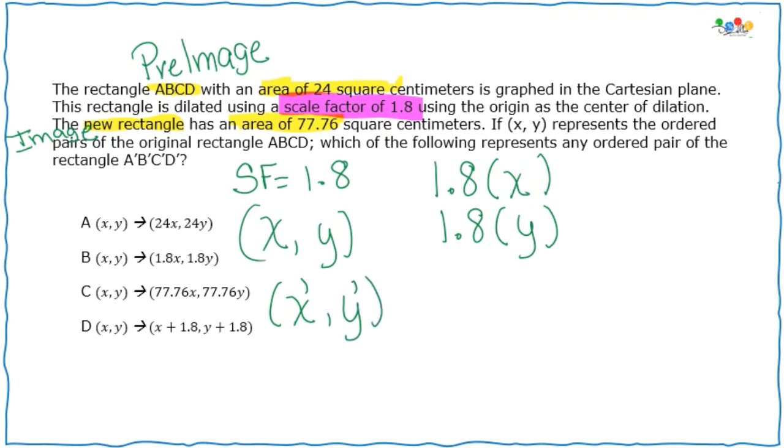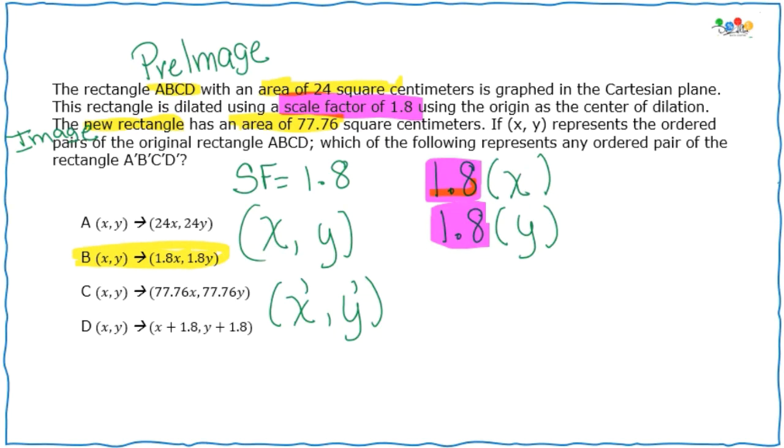Very good. Okay, so look at how easy this question was. All I needed to do was multiply by the scale factor, which was 1.8. In both cases, I multiply 1.8 times either X or Y. So what would be my answer for this one? Yes, very good. This is an easy question. It should be letter B.